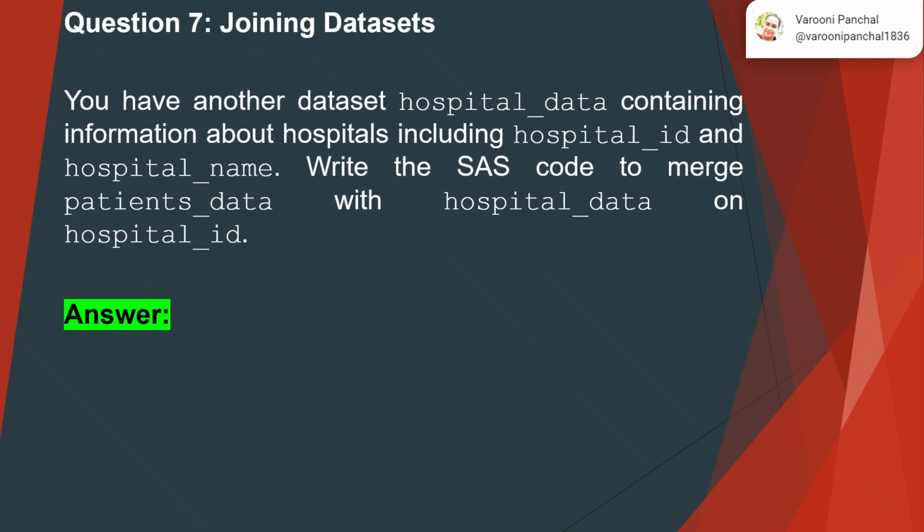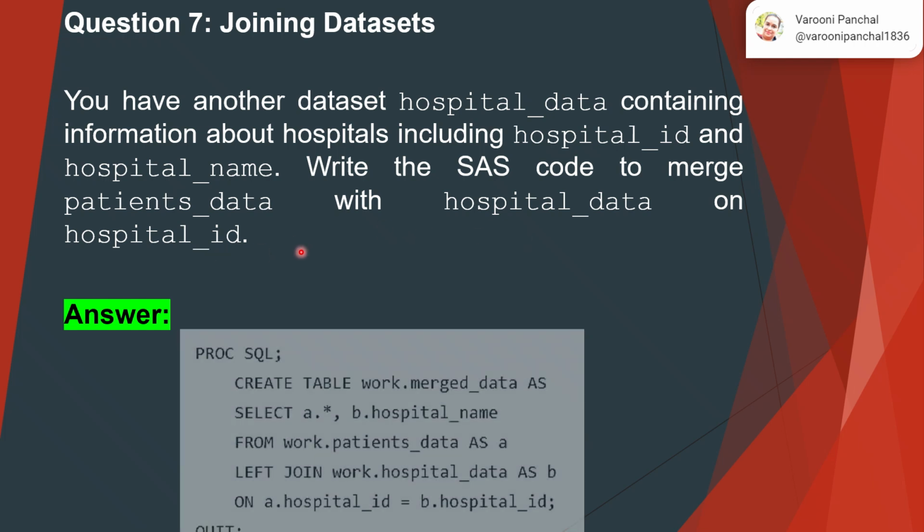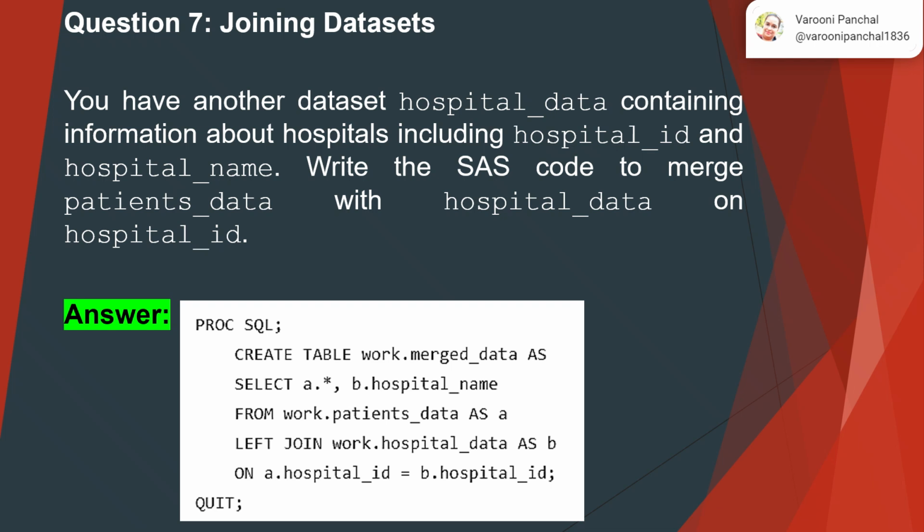Question 7. Joining data sets. You have another data set hospital_data containing information about hospitals, including hospital_ID and hospital_name. Write a SAS code to merge patients data with hospital data on hospital ID. So the answer here is we'll use the PROC SQL statement because it's very easy to use. So we'll write create table merged_data as select a.*, which is nothing but select all those variables which are mentioned in A, right?